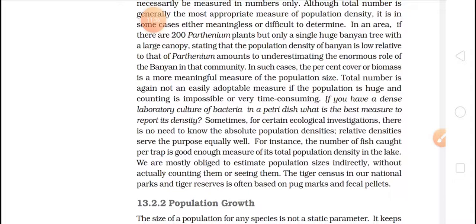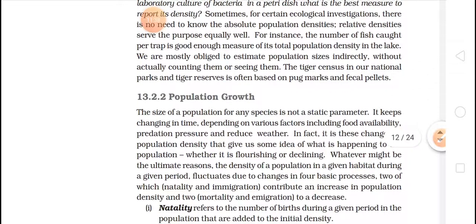Okay, if we want to talk about the population growth of a particular organism or particular ecology, the population growth should be stable. We have two things, that is birth rate and death rate. So if birth rate and death rate are equal, then we can say it is a healthy population. If birth rate is more and death rate is less, the number of species will increase.